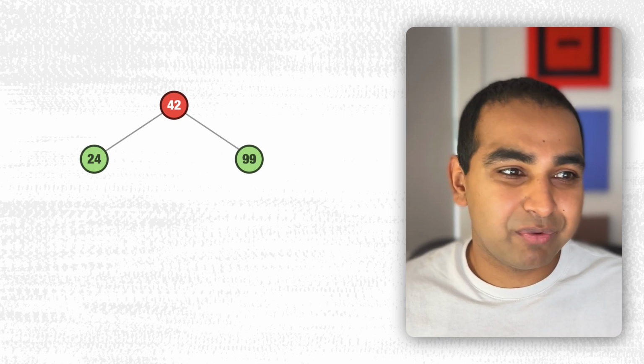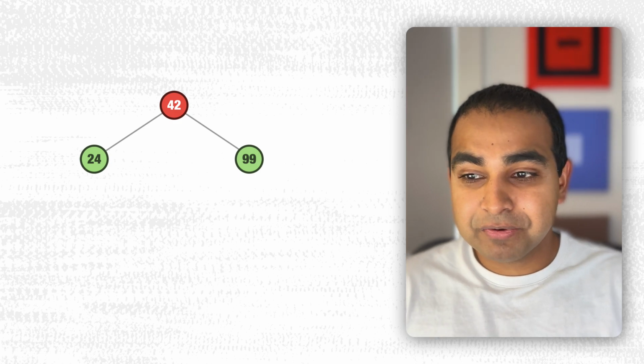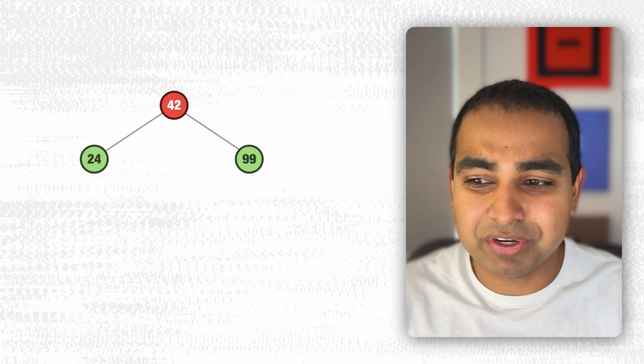So now let's add another number. Let's add 99. Where would 99 go? We know that 99 is greater than 42, so it becomes the right child. And so now we have 42 with left child 24 and right child 99. We're going to be adding more numbers, and we're going to go a little faster.